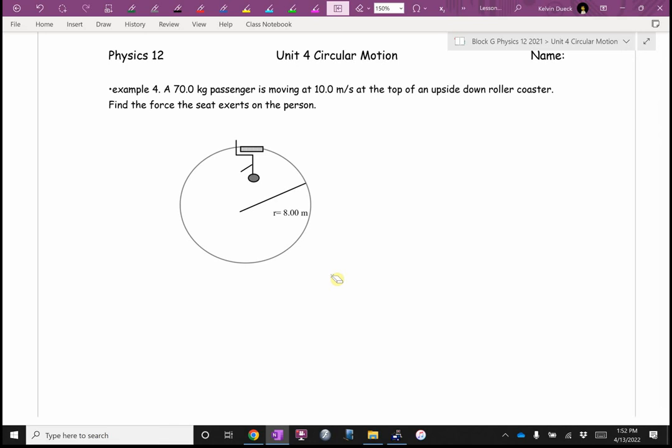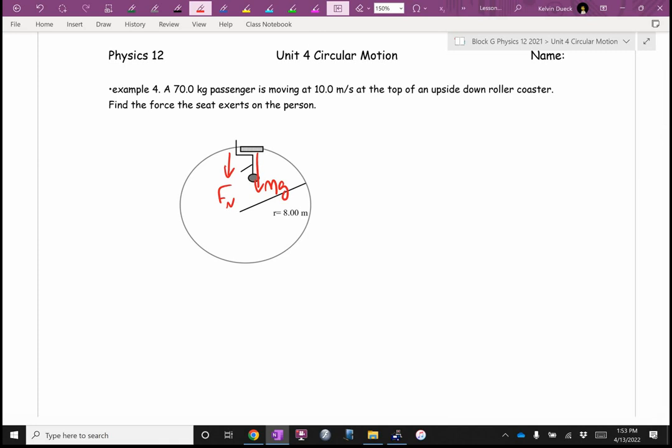Get the obvious one: gravity. What else? Normal force. Which way? Downwards and inwards, unlike a Ferris wheel. So if you're wondering, the normal force will always point in the same direction as the person's head is pointing if they're on an amusement park ride. Their head's pointing down, normal force is also down. Head's pointing up, normal force will be up.